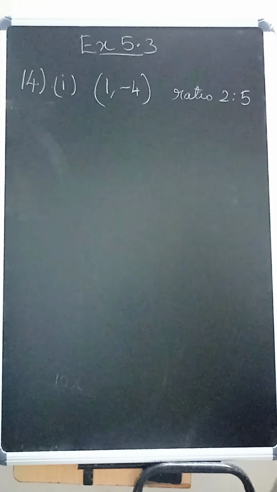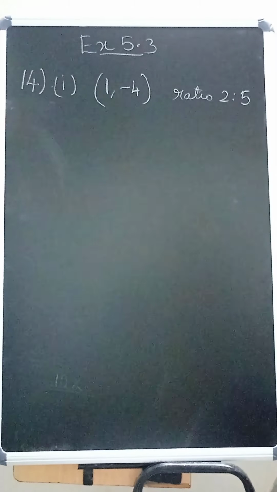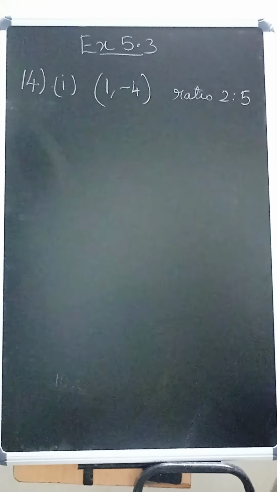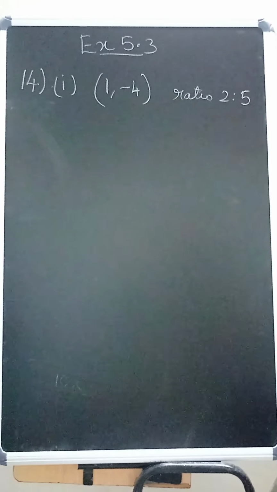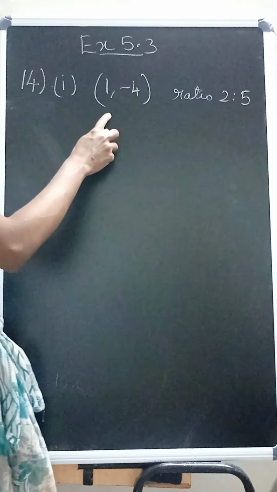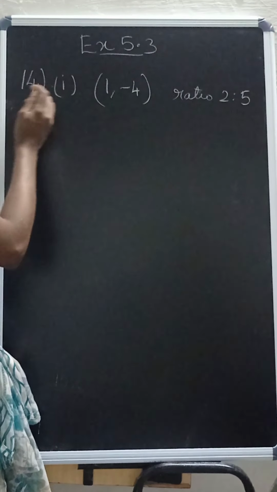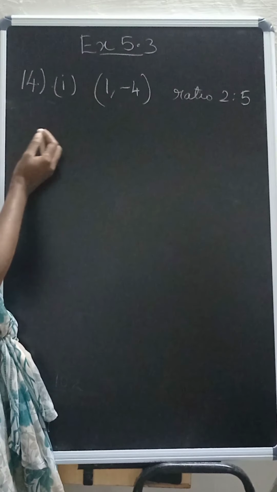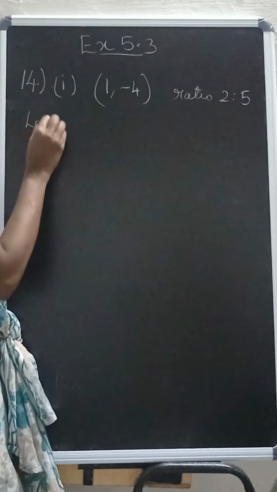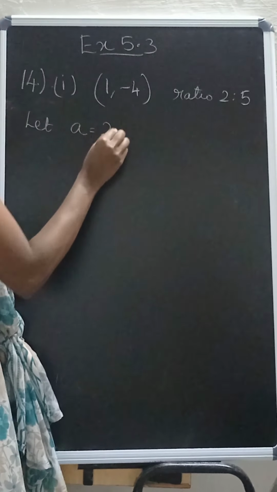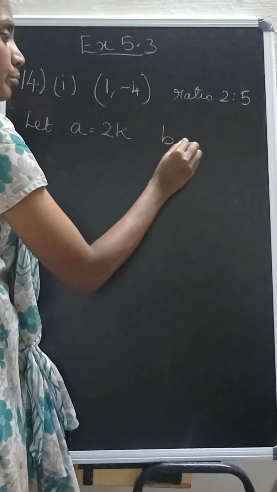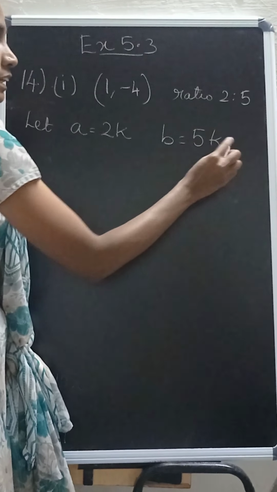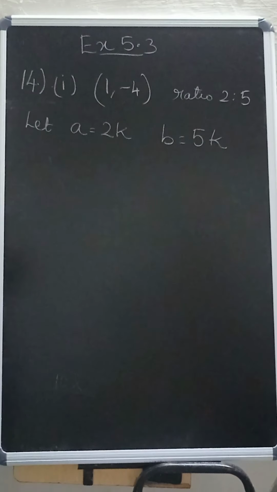Now we will see 14th sum. Find the equation of a straight line passing through the point 1 comma minus 4 and has intercepts which are in the ratio 2:5. So you have the passing through point and the ratio 2:5. Intercepts are in the ratio 2:5. So whenever they give you a ratio, you can take a constant and write like this. Let a is equal to 2k and b is equal to 5k. Instead of k, you can keep any constant.